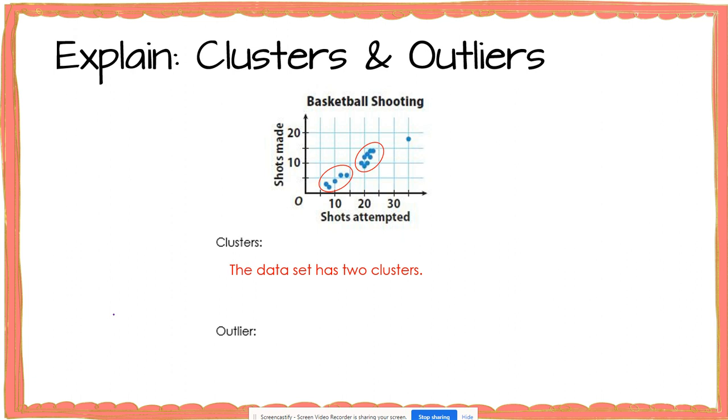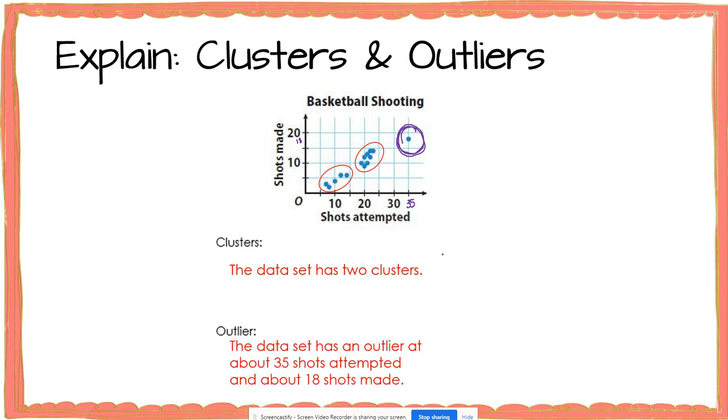And then I'm looking for any outliers. Well, an outlier would be something that really doesn't go along with the rest of the data and isn't fitting in. Well, you can see that there is this point right here. This point would be considered an outlier because it's not in a cluster, so it doesn't really fit in with the rest of the data. So what we can see is that that point is where our x value is 35, which means 35 shots attempted, and our y value is maybe around 17 or 18. So that would mean that after 35 shots, they made about 18 of them. So there is an outlier there.